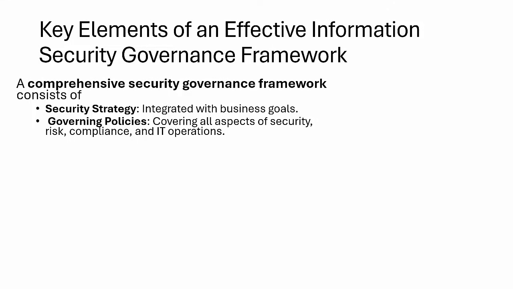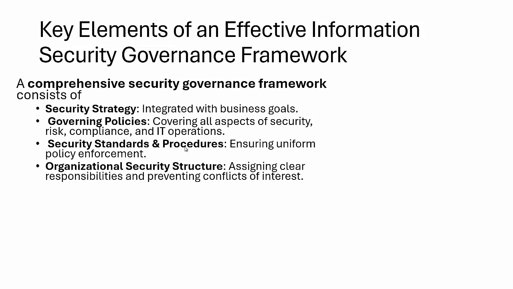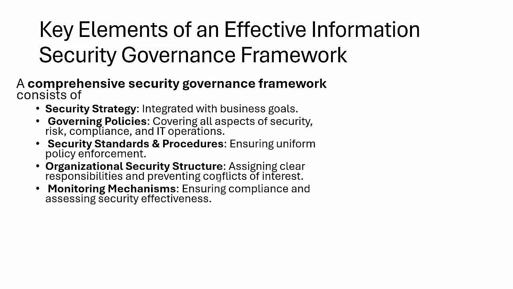So strategy is basically a plan for what you're going to do in our organization. Then we govern the policies, covering all aspects of security, risk, compliance, and IT operations. Then we need to have standards, because policy will be enforced with the help of standards and procedures which are uniform across the organization, where we need to implement the kind of structure we have, which is called the organization security structure.